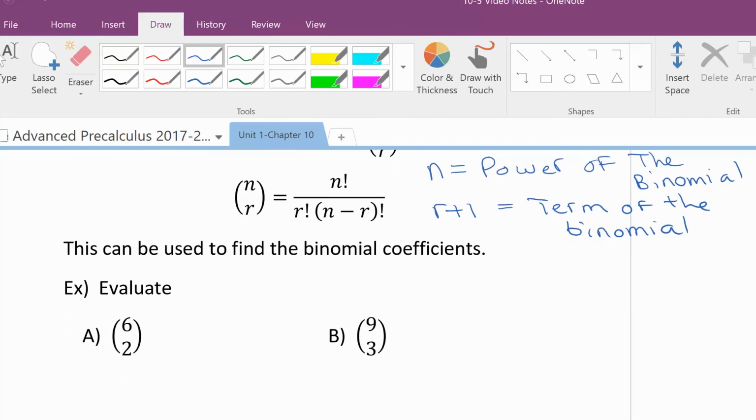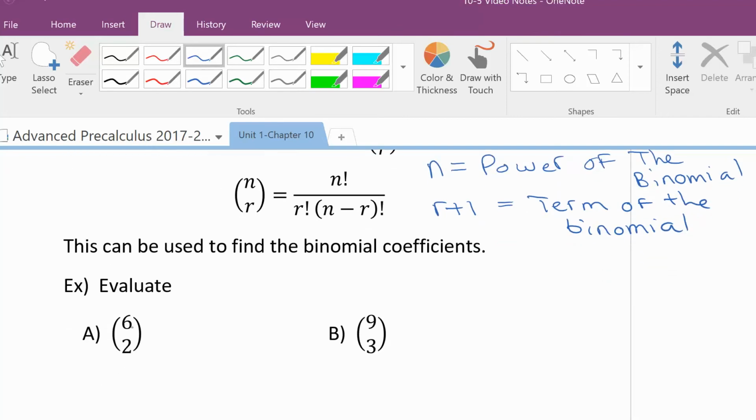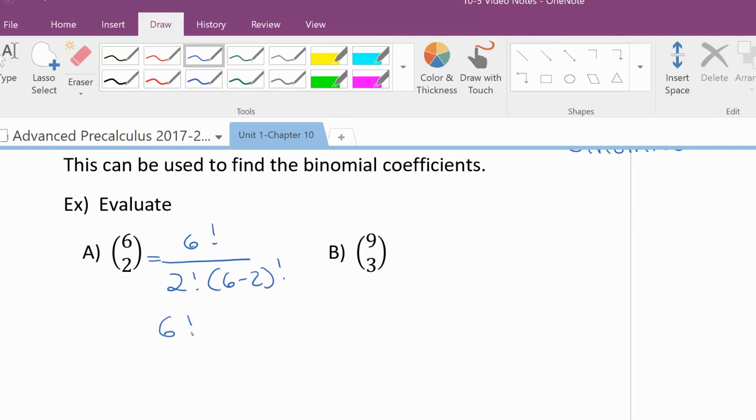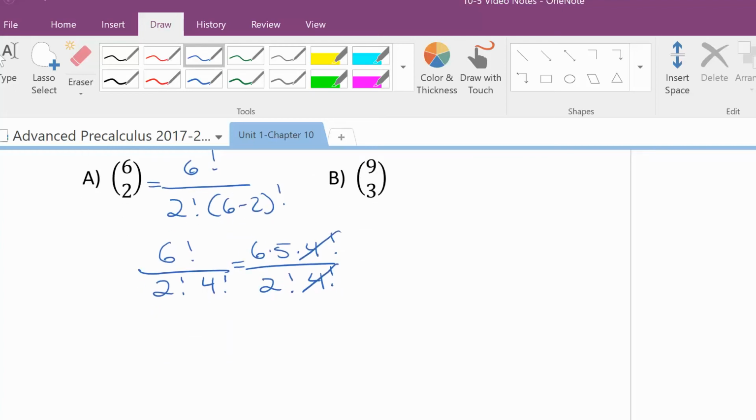So if I say find 6 choose 2, where n is 6 and r is 2, you're going to go 6 factorial over 2 factorial times 6 minus 2 factorial. So that's 6 factorial over 2 factorial times 4 factorial, which is equal to 6 times 5 times 4 factorial over 2 factorial 4 factorial. The factorials will cancel out, and you're left with 30 over 2, which is 15. So that means whatever power of the variable it is, 15 will be the coefficient.